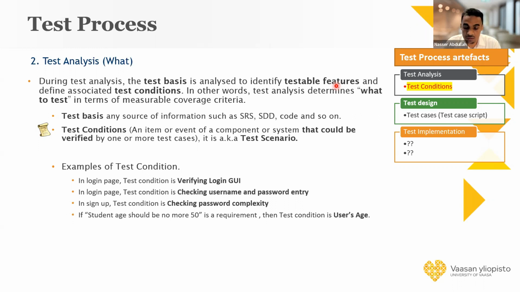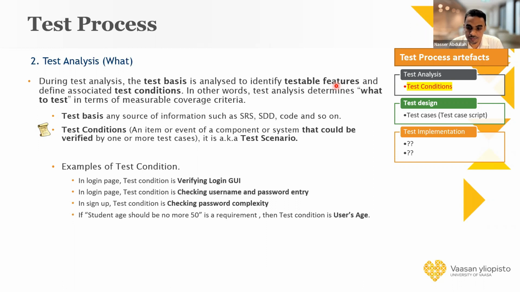Another example: if you want to test the GUI, you have the text box, the image, and the buttons. Each of them can also be a testable item. So we have to test each testable feature of the system. Each testable feature is called a test condition.